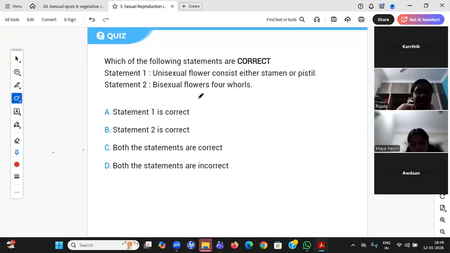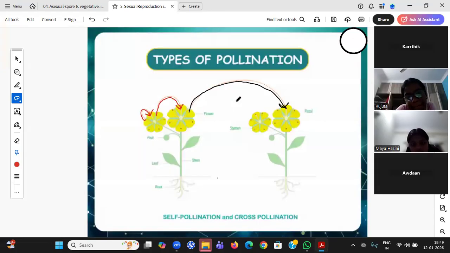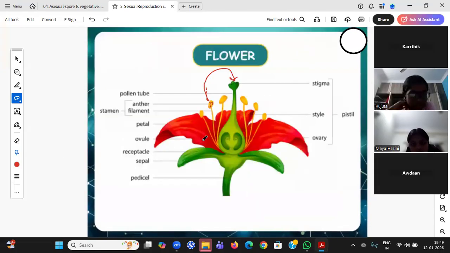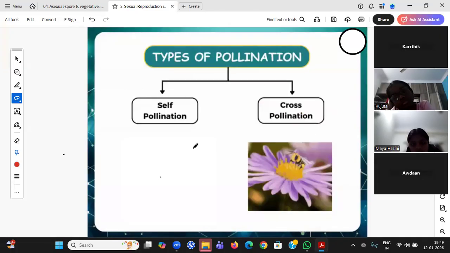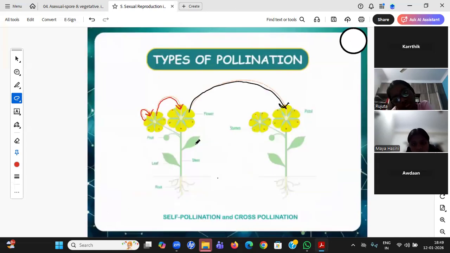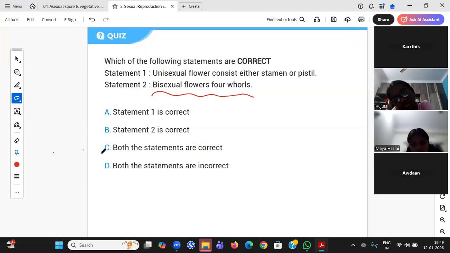Okay, so bisexual flowers have four whorls. Bisexual flowers have four whorls, beta. You see, bisexual: one, two, three, four. So both the statements are correct. Unisexual flowers consist of either stamen or pistil.